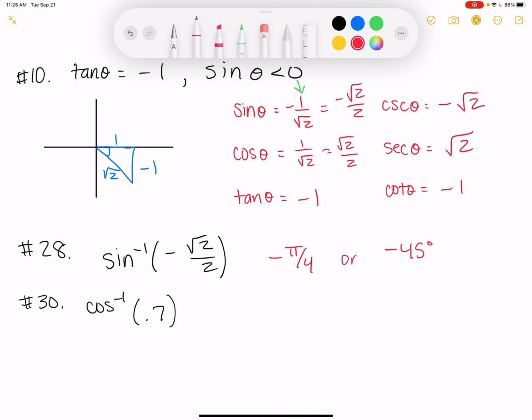All right, now I'm in degree mode, so arc cosine of 0.7 is 45.6 degrees. And if I switch modes over to radians and do the same thing, it's 0.795. If it doesn't have the pi in it, make sure you write radians with it.